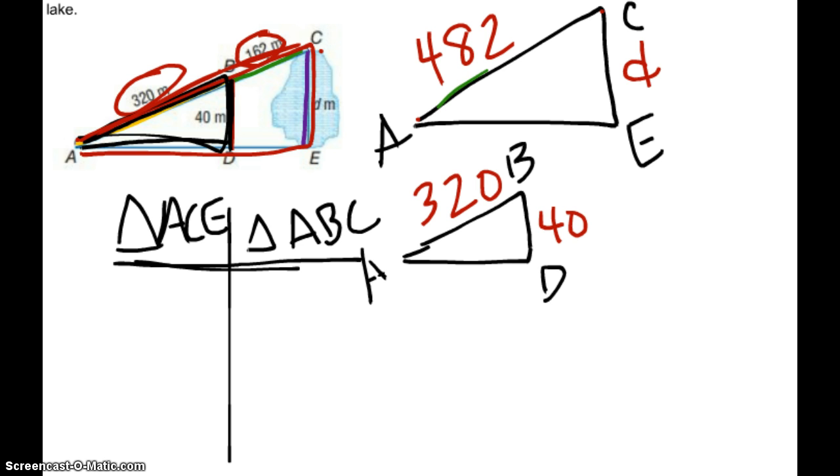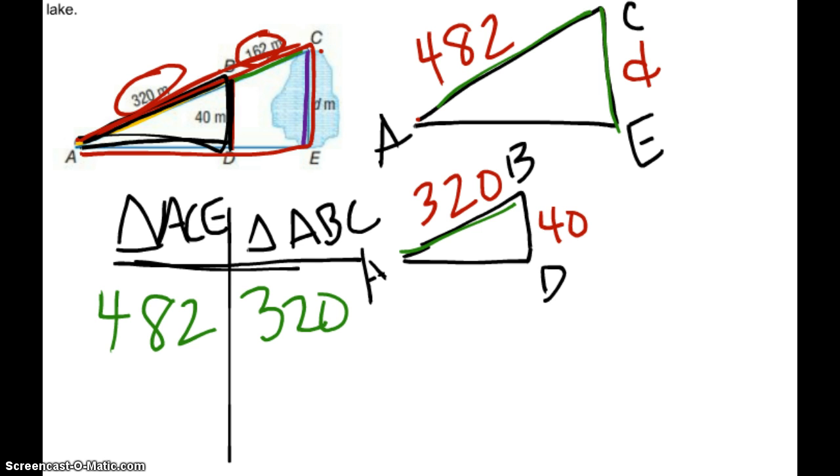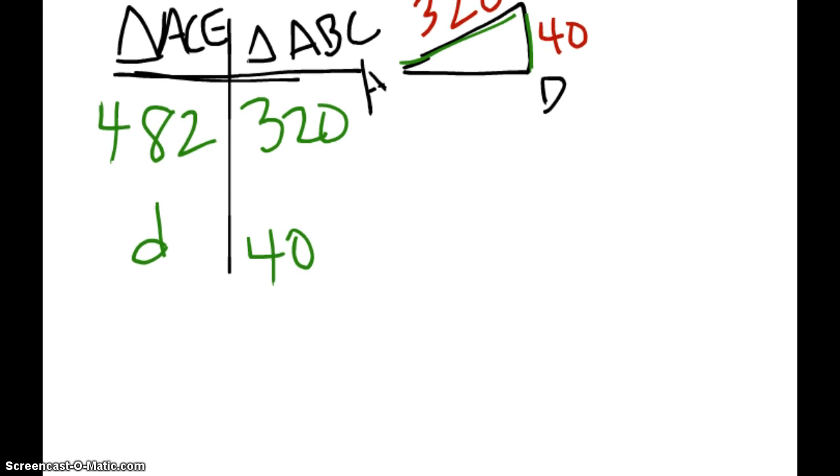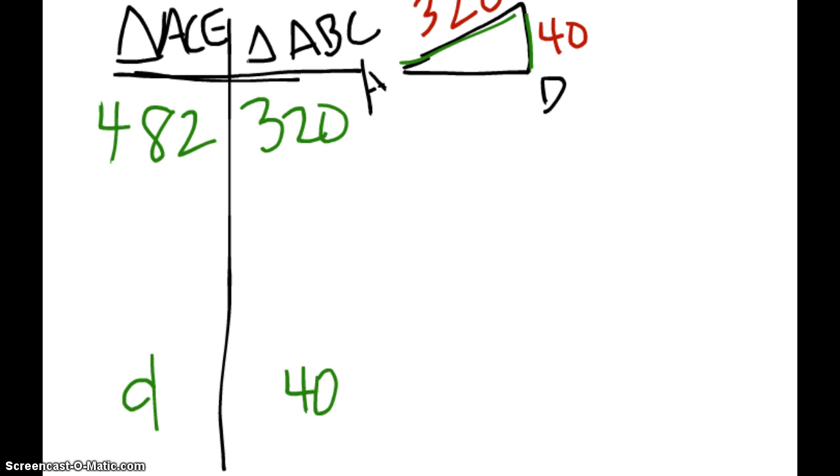So we know that 482 here on the large triangle corresponds with 320. And then D corresponds with 40 meters on the small triangle. Make sure you have your ratio table set up correctly so that you'll get the correct measurements. Okay, I gave myself some more room.